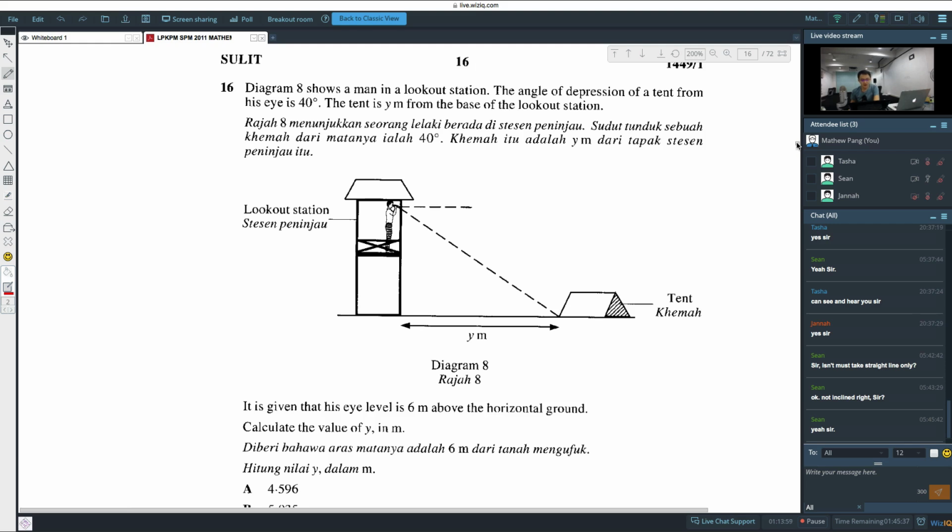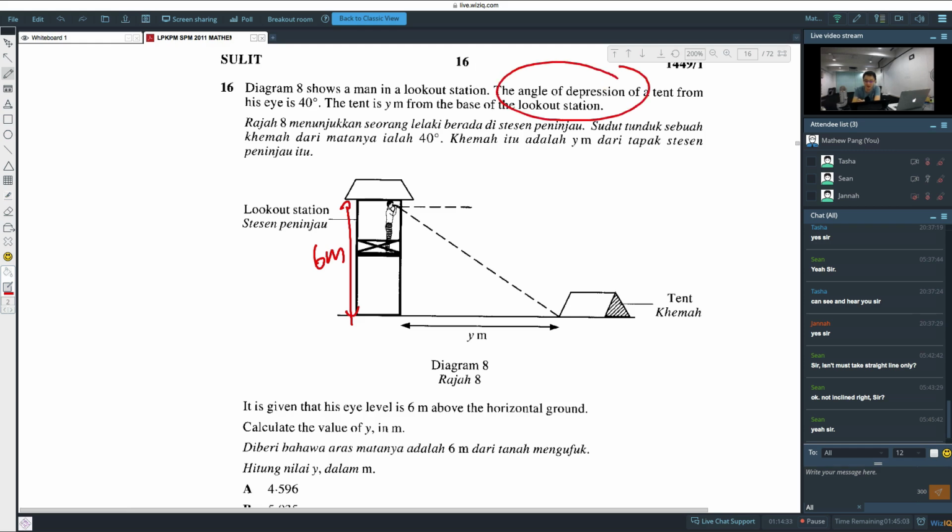So diagram A actually shows a man in the lookout station. The angle of depression of a tank from his eyes is 40. The tank is 1 meter from the base of the lookout. It is given the eyes level is 6 meter above the horizontal ground. That means the eyes level should be 6 meter here. So that means the length here will be 6 meter. So calculate the Y. Now the question asks about Y.